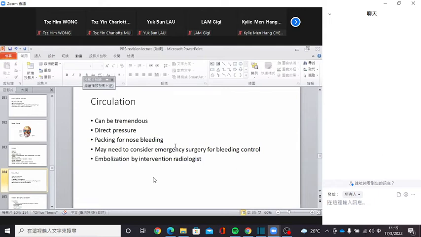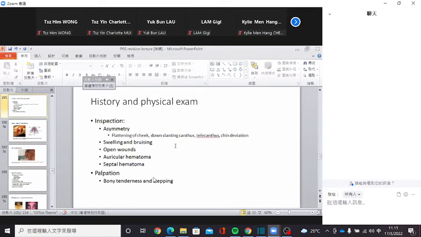Of course, you have to rule out any skull-base fracture. So sometimes you may have to consider EOT for bleeding control, especially for open fractures. You may have to hold it temporarily with IMF for the mandible to control the bleeding. And embolization by IR is rarely done, but sometimes happens.